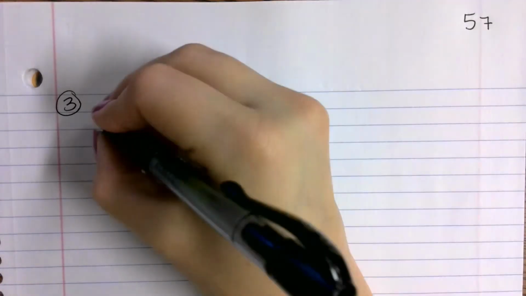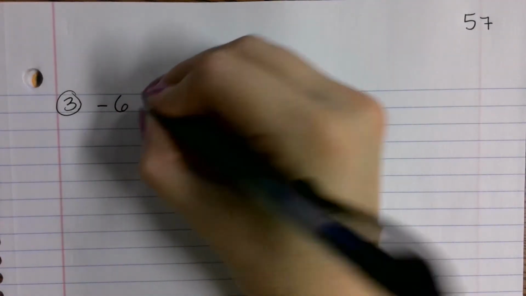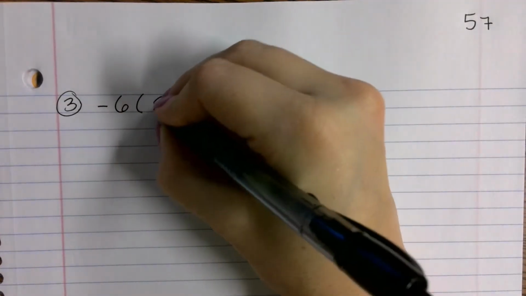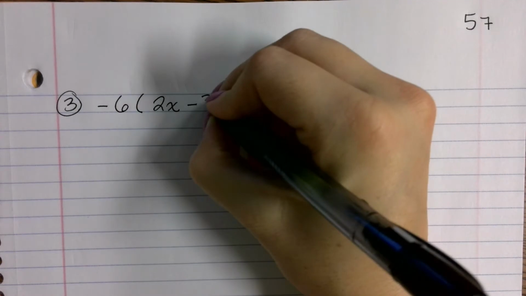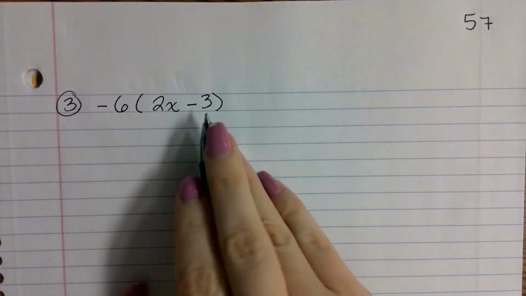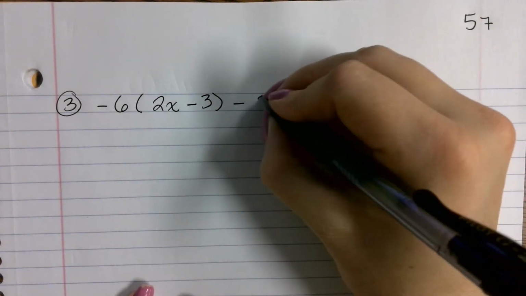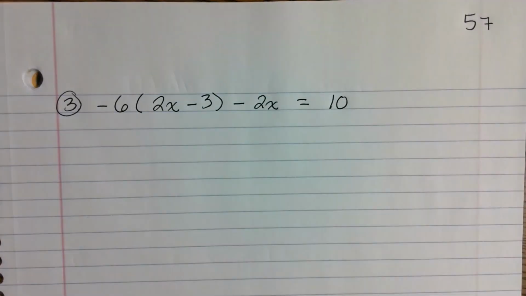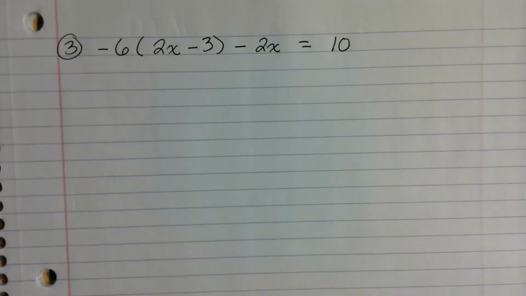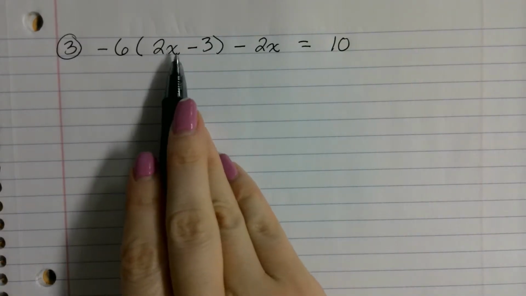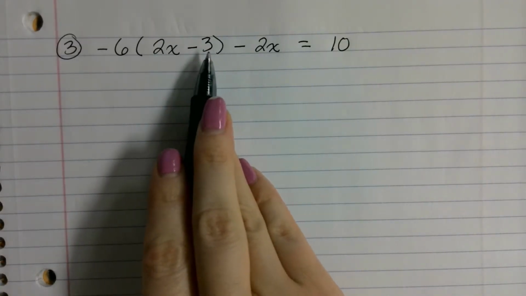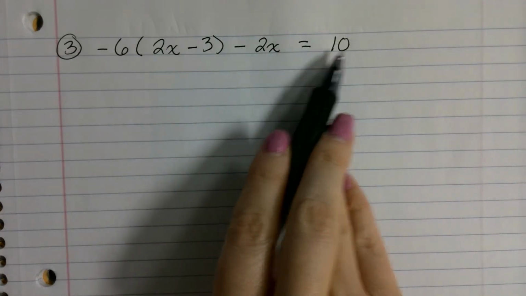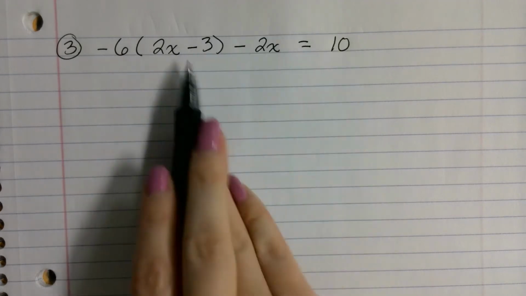All right. Next problem, we've got negative 6 times the quantity of 2x minus 3, then close parentheses, and we have a minus 2x equals 10. So negative 6, parentheses, 2x minus 3, close parentheses, minus 2x equals 10. So that's going to be our problem here.